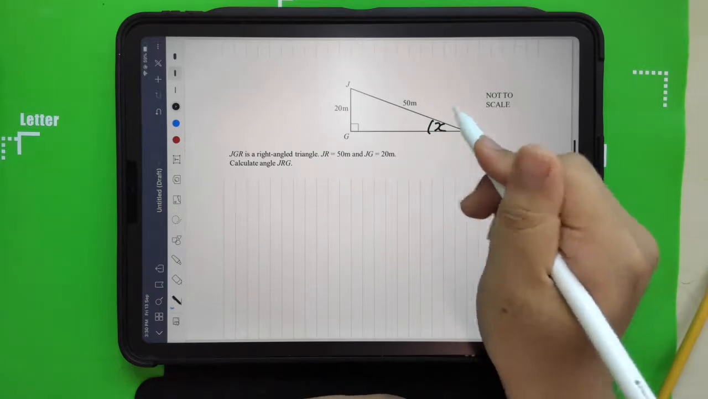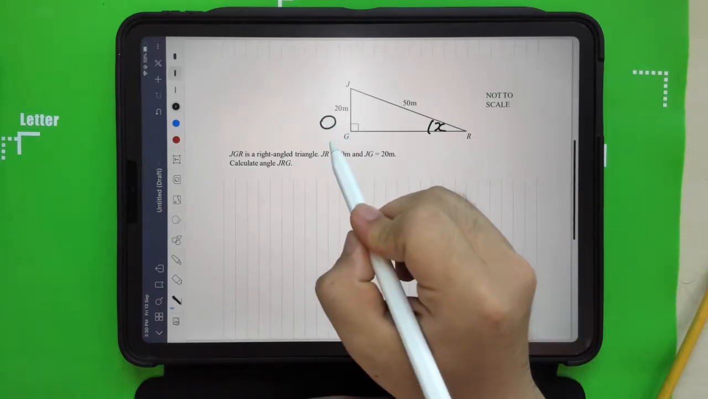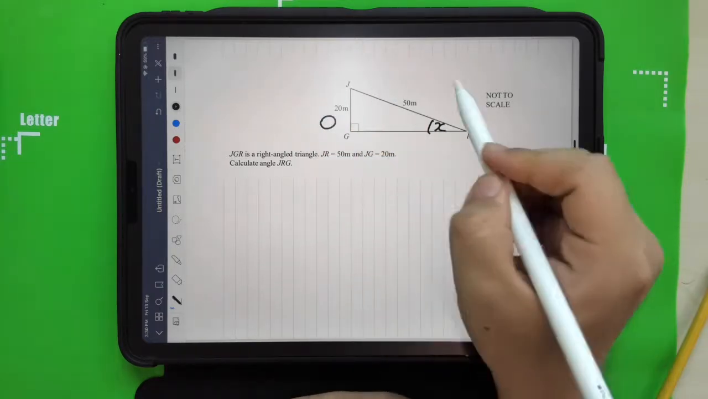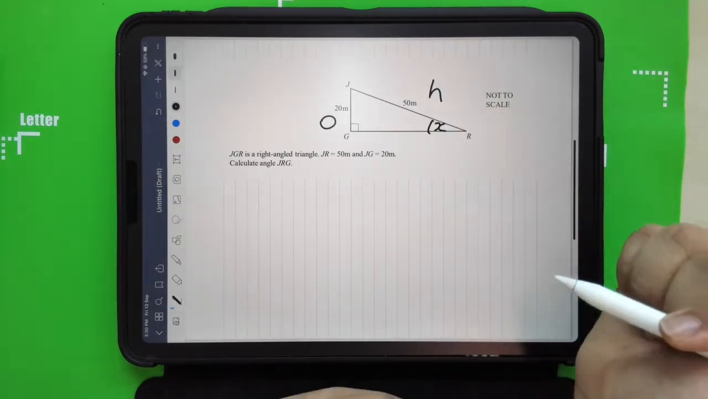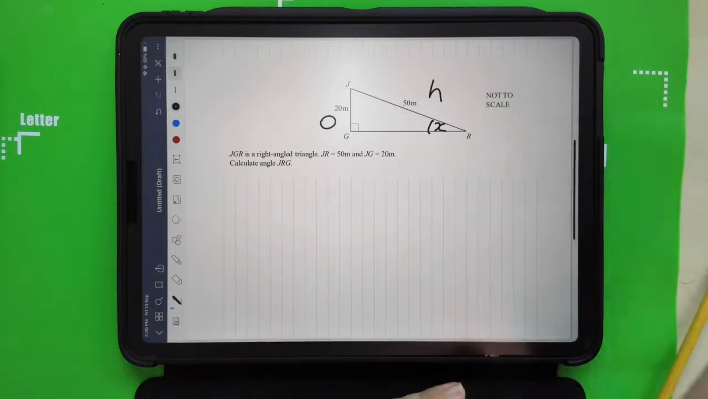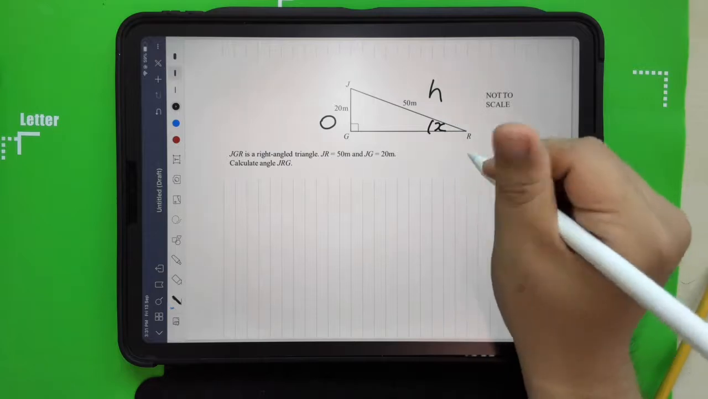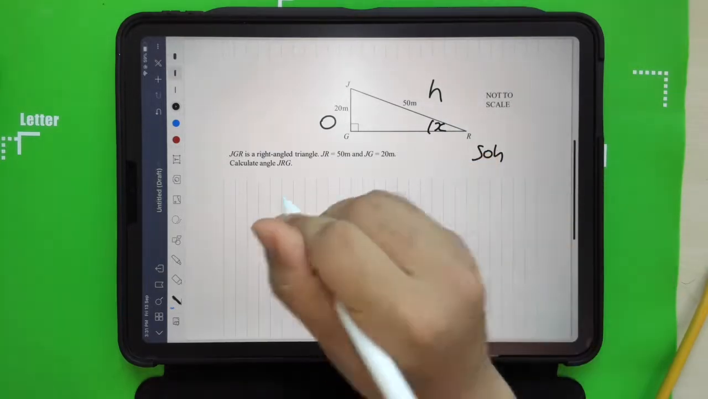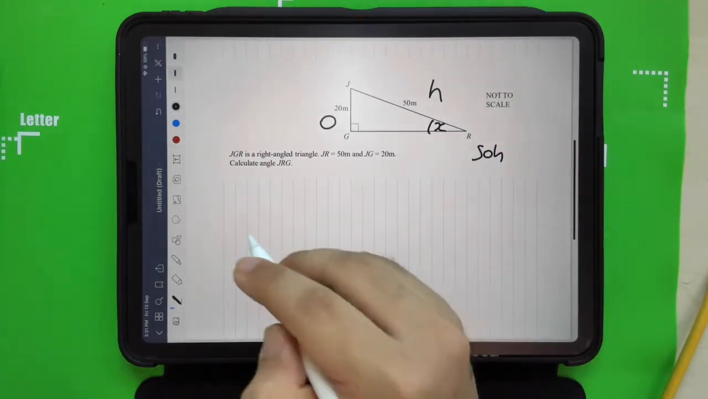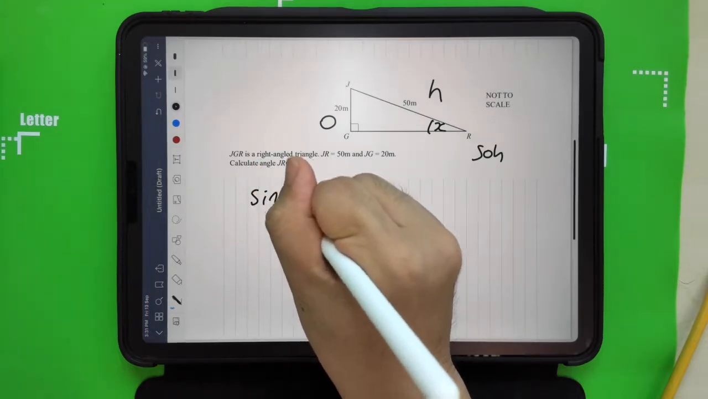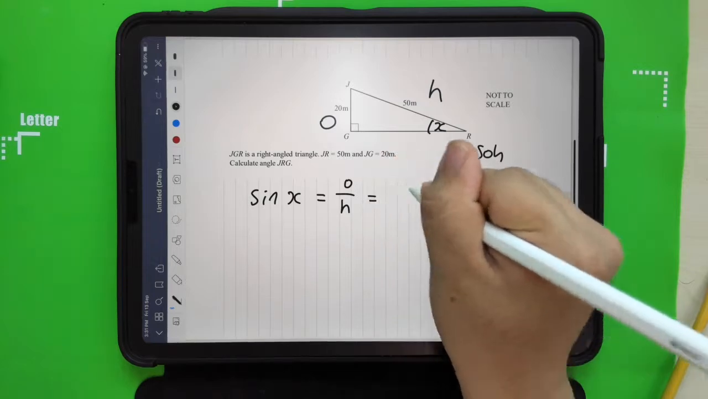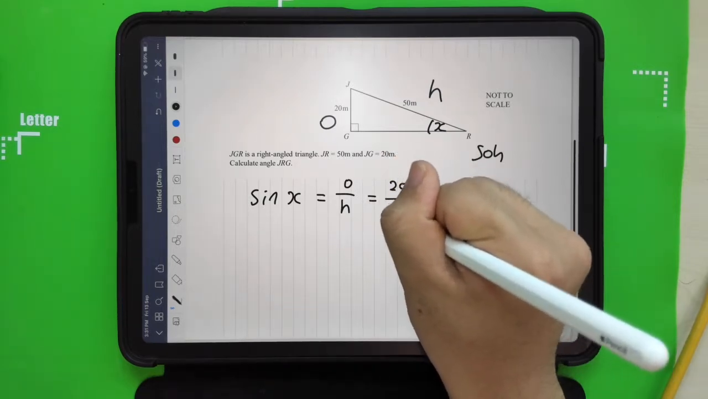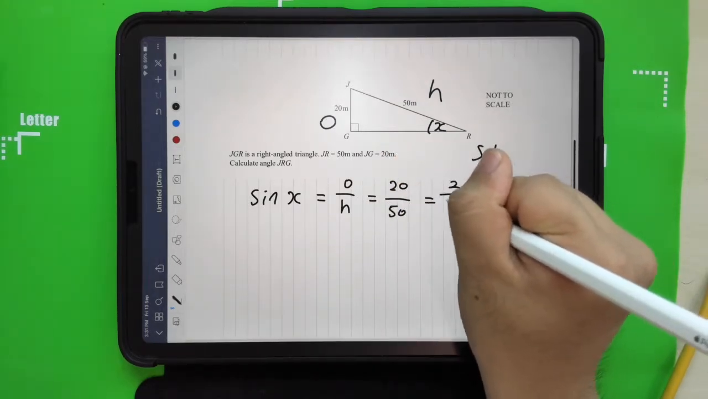So here, according to this angle, we have the opposite, which is 20 meters, and we have the hypotenuse, which is 50 meters. Now, which of the trigonometric identities uses opposite and hypotenuse? Well, if you think about SOH CAH TOA, we know that it's sine, because sine was SOH. So, based on this, we can conclude that sine x equals opposite divided by hypotenuse, which is the same as 20 meters divided by 50 meters, which equals 2 over 5.